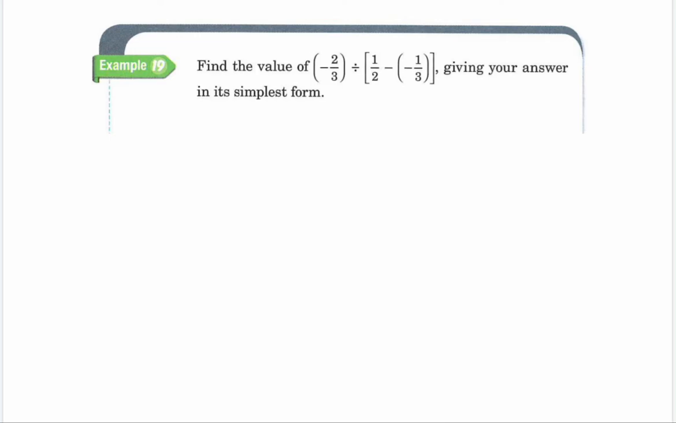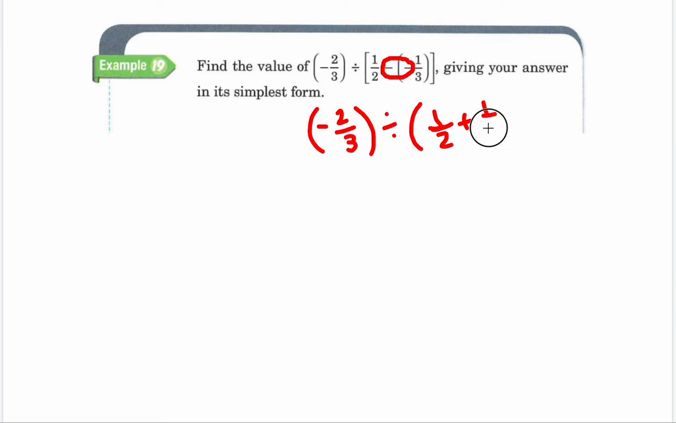All right, so I notice that there's a negative and a negative right next to each other, and that's going to become a positive according to my rules. So I want to go ahead and simplify that first. So I'm going to copy everything down that I haven't touched. Negative 2/3 stays in the parentheses so they stick together. Divided by, let's put a parentheses there, 1/2. Now this becomes plus, because negative and negative is positive, 1/3.